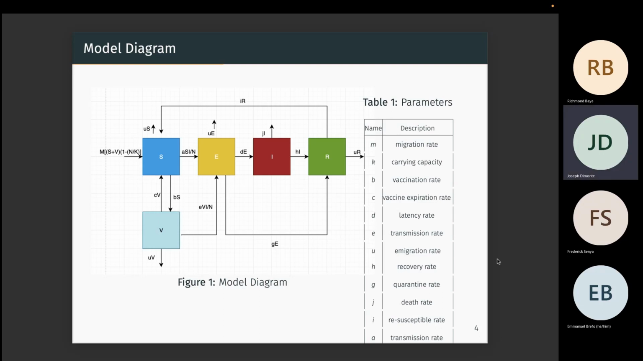So once you get exposed, how fast do you move to infected? Also note that you have to interact with I to get to E. Just because you interact with I doesn't mean you go to I, which is also something to note.